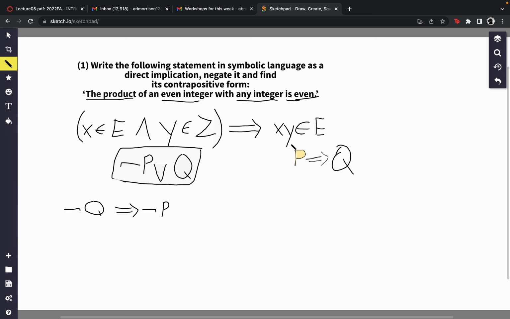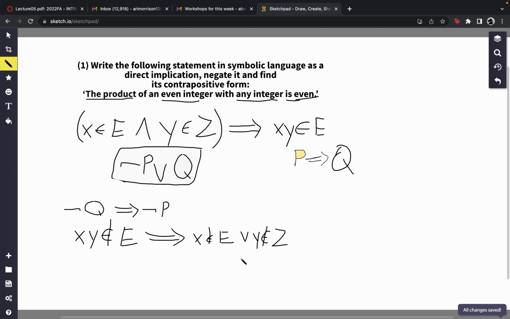So not Q means that xy is not even. And that implies not P. And so this is the same thing where we're going to invert. We're going to do the opposite of P. So either x is not even, or we're changing the and to an or because we have not P instead of P. Or, and you should be able to finish this sentence, y is not an integer. Whew. All right. That was a lot.